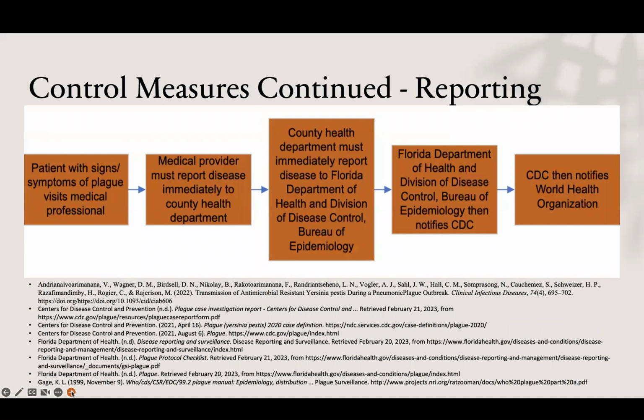The next control measure is reporting. With plague being a highly reportable infectious disease, it requires any medical provider that a patient visits to immediately report to the county health department. From here, the county health department must notify the State Department of Health Bureau of Epidemiology. From here, the CDC is then notified, and then the World Health Organization. All of this is conducted over the phone due to the urgency of the matter, as well as special forms that are required to be filled out upon reporting.